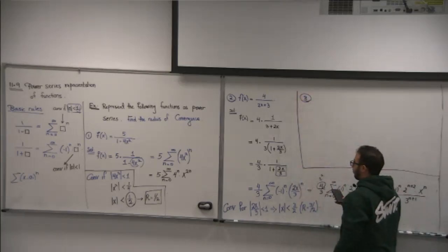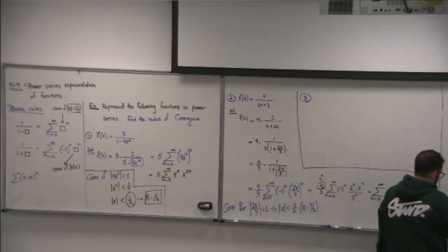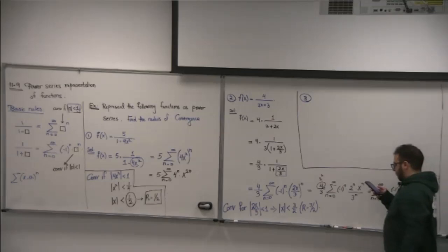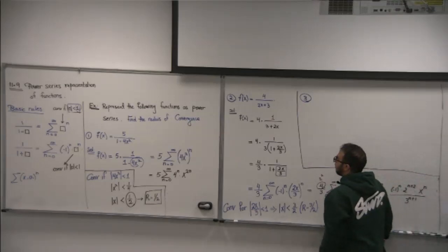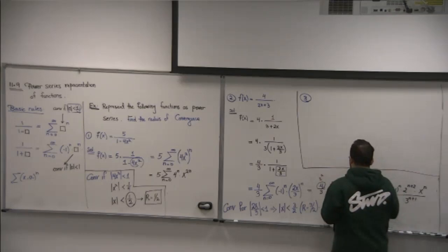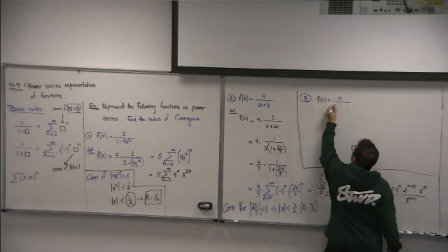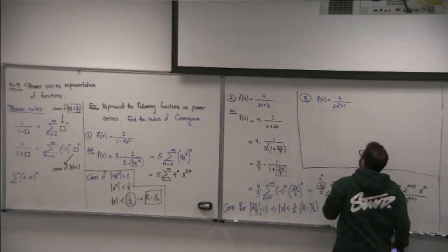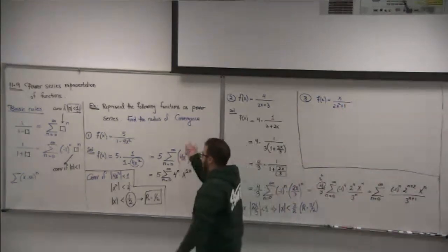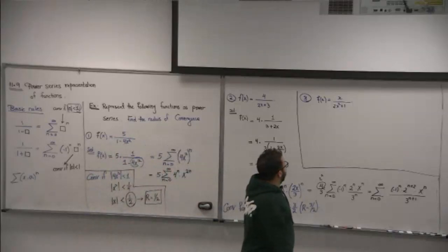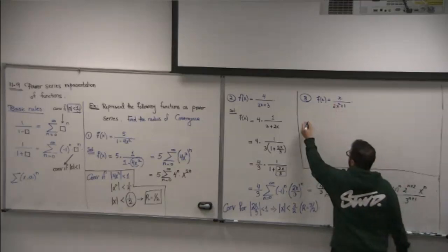Okay, I'll do one more, and then we can move to the more complicated stuff. So let's say I have f of x equal x divided by 2x squared plus 1. Let's say I have an x on the top, not a constant. Okay, fine, sure. So you deal with it like you deal with a constant.